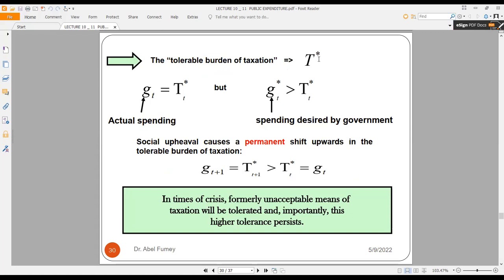Now let's take T star to be the tax burden that the people feel like they can bear. So if we have balanced budgets, then the government spending at this particular time, so let's take it to be a year, should be equal to the tax at that year, the tax that the people are willing to pay. But in actual sense, the government will always desire to spend more than what it takes from tax. So G_t will be greater than T star. But just know that the people are not willing to pay any tax that is more than the tax that they want to pay.